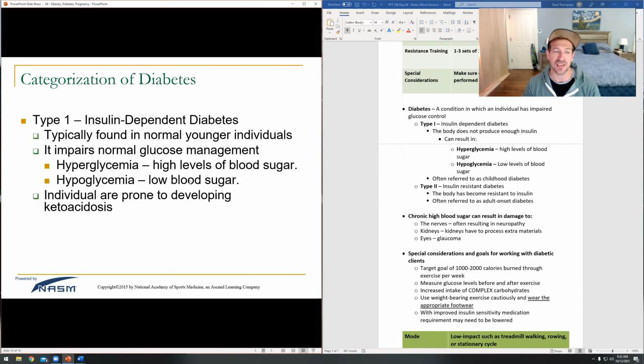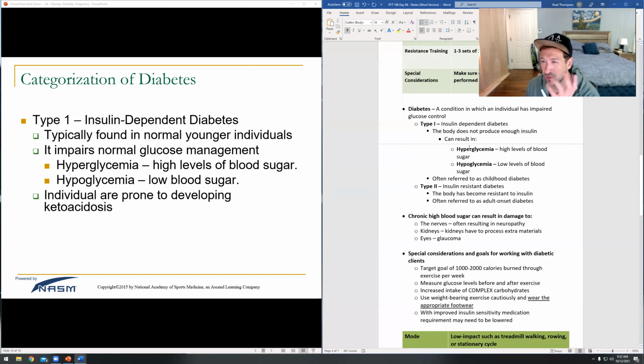But diabetes, again, just as a quick review, is a condition in which they have impaired glucose control. And that impaired glucose control could be because their cells are resistant to insulin, which is type 2 diabetes, or it could be that they were born with a pancreas that isn't quite as functional. That's type 1 diabetes. So type 1 is called insulin dependent diabetes, and it's where the body doesn't make insulin the way it's supposed to.